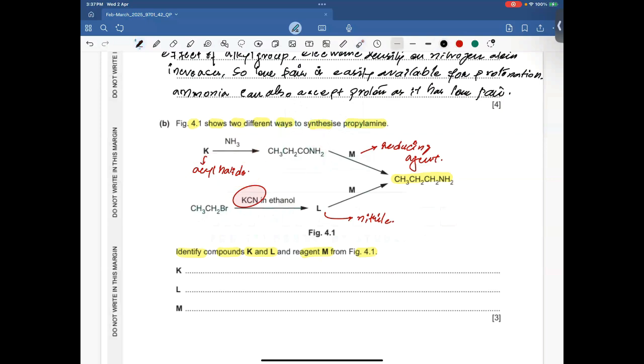So K is CH3, CH2, CO, Cl, propanoyl chloride. L is nitrile, so it's going to be cyanoethane, also called propane nitrile, which is CH3, CH2, CN. M is basically the reducing agent, and the reducing agent is going to be lithium aluminum hydride in ether, in dry ether.